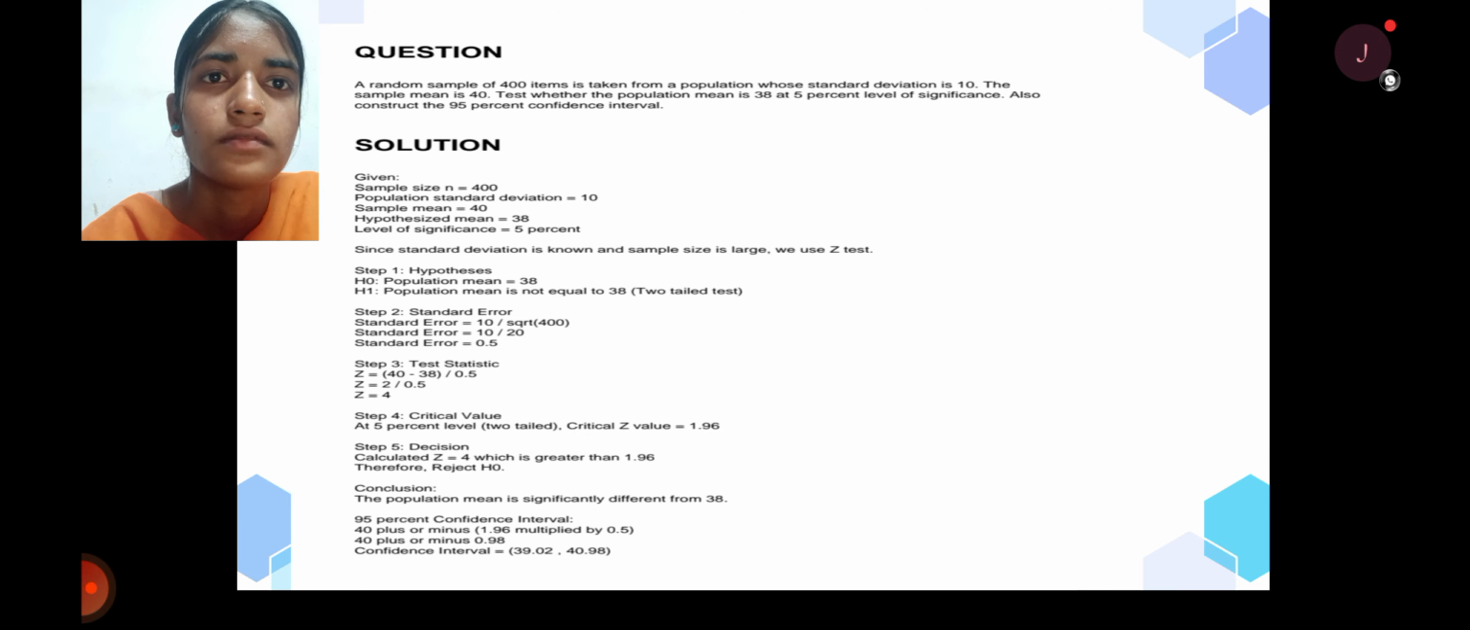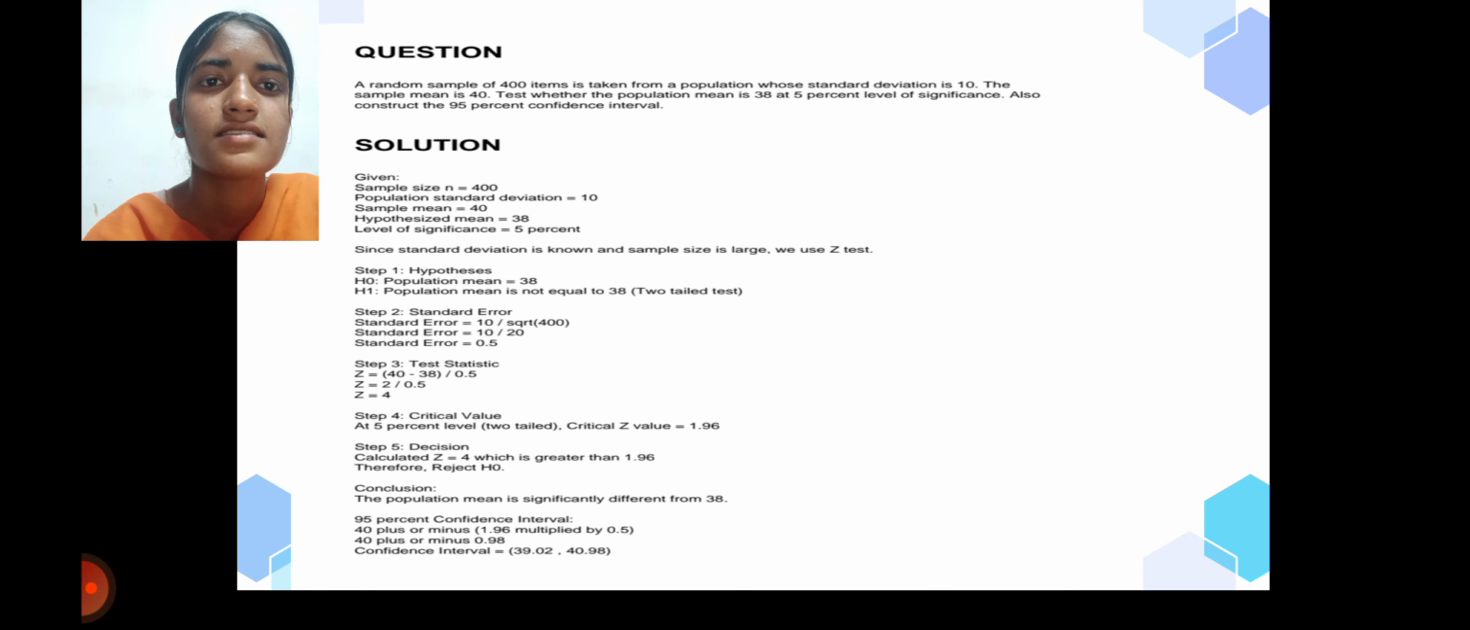Step 1, hypothesis. Population mean is 38, H0, and population mean is not equal to 38, H1. Step 2, standard error. Standard error is equal to 10 divided by the square root of 400. So standard error is 10 by 20, which means 0.5.